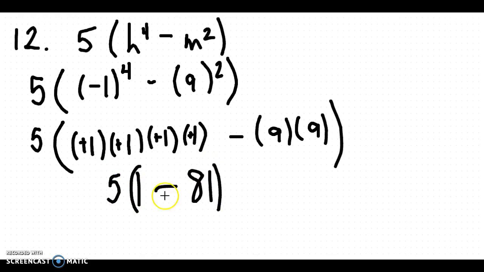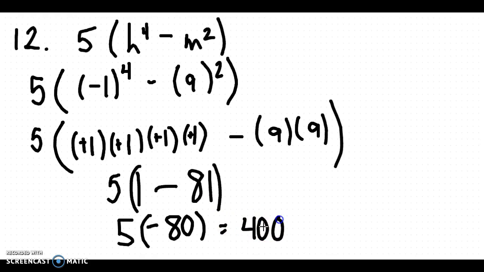Let's keep working with the parentheses. We get negative 80 inside times 5, and 5 times 80 is 400. Make it negative, and your final answer is negative 400.